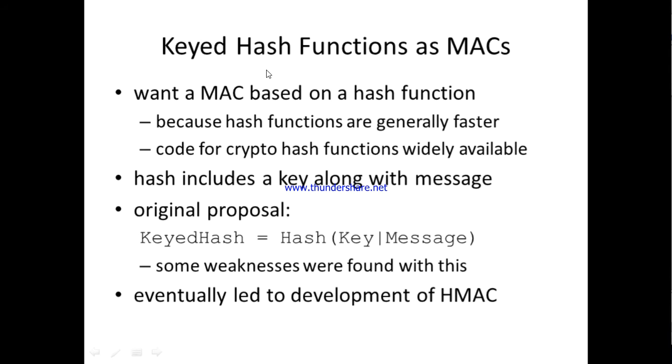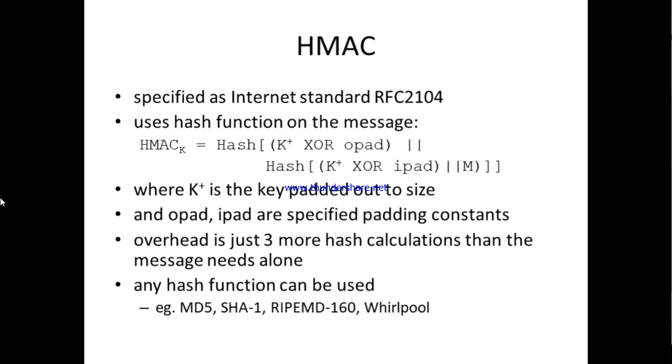For this we have keyed hash functions as MAC, that is called HMAC. Hash plus MAC is HMAC. We apply the hash function with a key so that we get the HMAC code. The algorithm is the HMAC algorithm, specified as Internet Standard RFC 2104. This has been identified as a standardized algorithm for providing hash values.